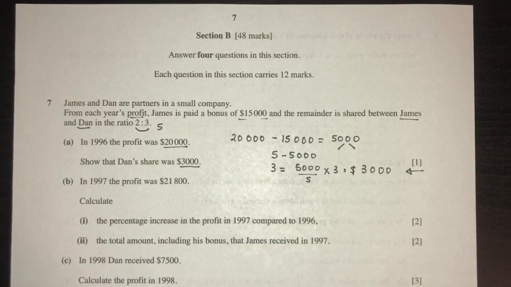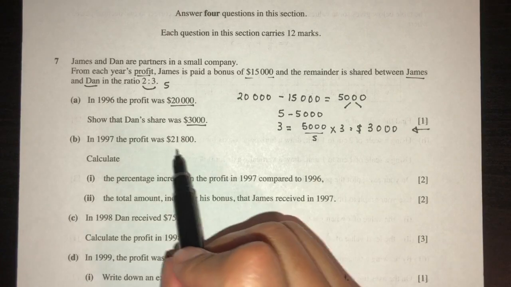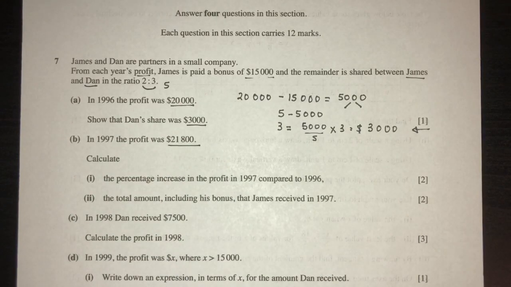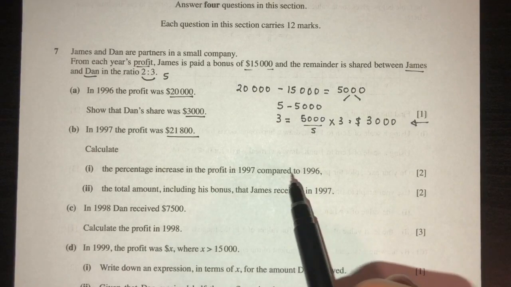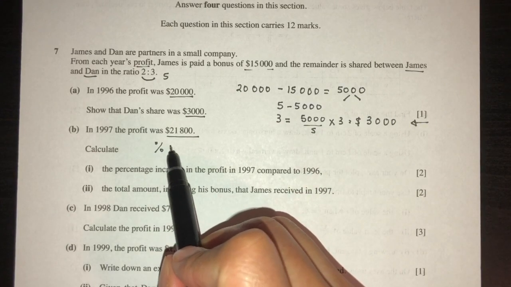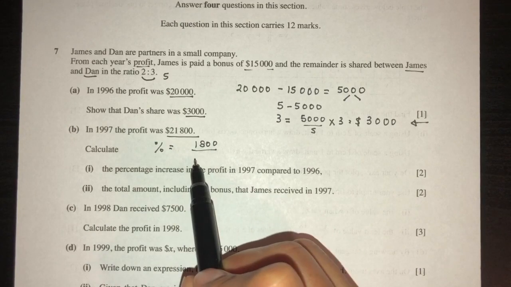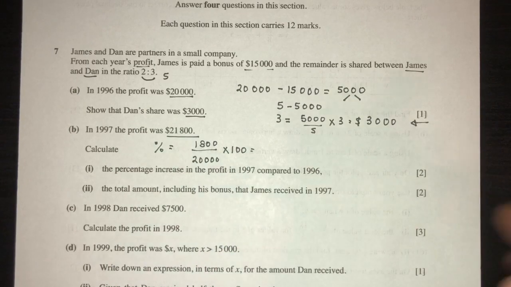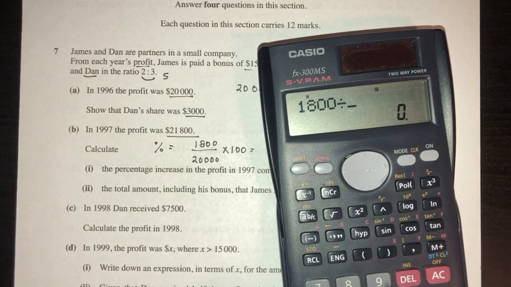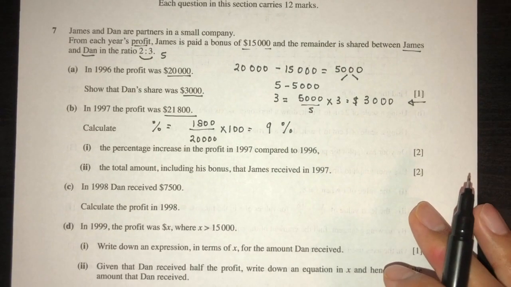Part A. Now part B, we have in 1997, the profit was 21,800. Calculate first one, the percentage increase in profit compared to this. So pretty easy. Percentage increase is equal to the increase first, it is 1800, divided by the initial profit, 20,000, times 100. So 1800 divided by 20,000 times 100. That will be 9%.